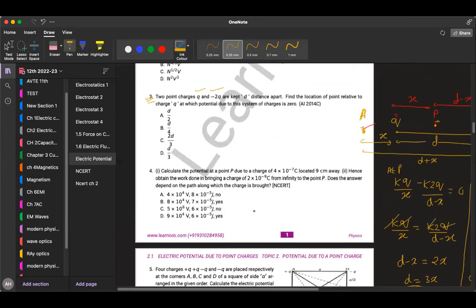So in this question, D is not given, only D by 3 is given. So this is the answer. But if you have an option which is D by 3 and D, this will be the most appropriate answer.